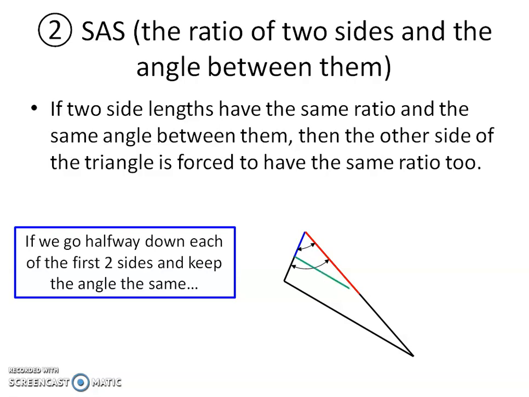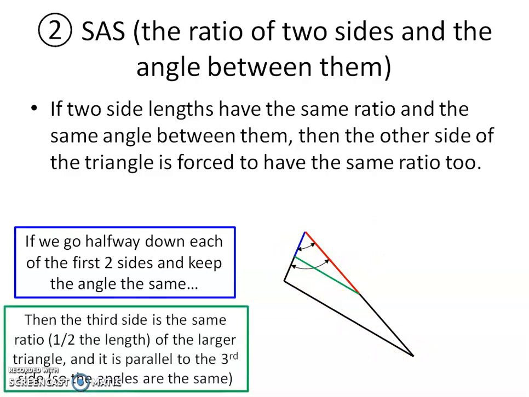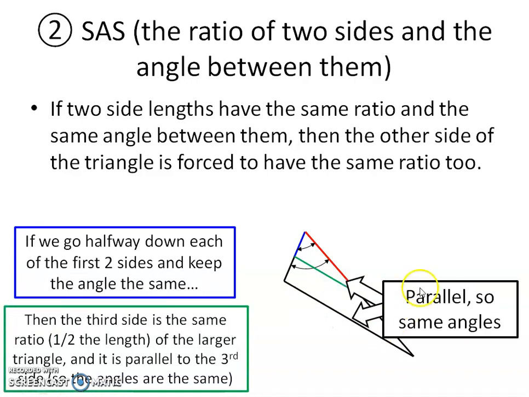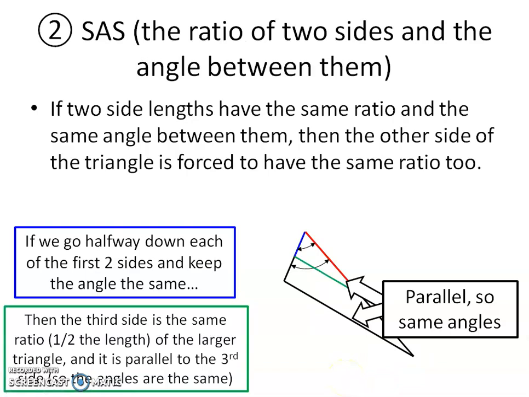If I connected the third side, that third side ends up being 1/2 of this length, and kind of importantly for proving that they're similar, it also works out to be parallel. And you can sort of see that these two lines, the green one and this third side of this black triangle, are parallel. And the fact that they're parallel means that the angles are the same as well. So SAS is another minimal condition for similarity.